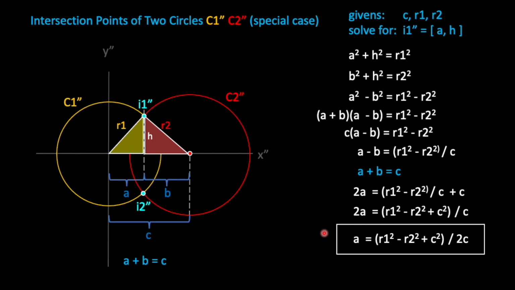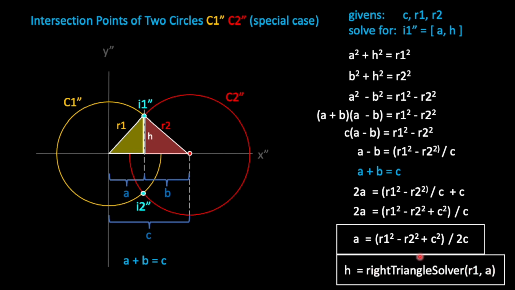Boom. That's nice. Okay, so once we have this solved for the x coordinate, we can just use our right triangle solver to get H. And so you've got two different choices. H can either be right triangle solver R1 comma A, right? Hypotenuse leg, or it could be right triangle solver R2 B. But we don't have B. We never solved for B. So I guess we'll go with this one.